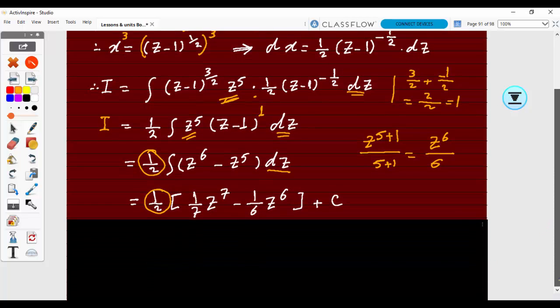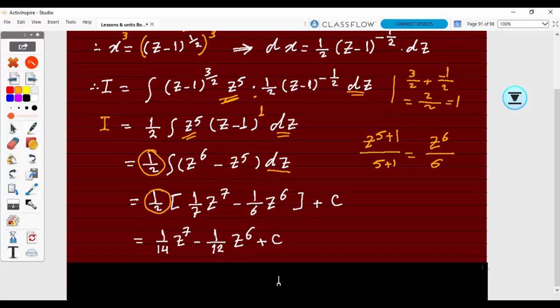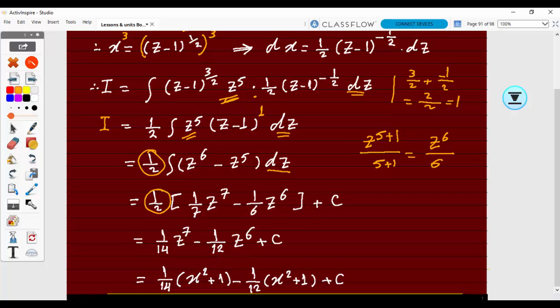The final result, last step, here it will be 1 over 14 (x squared plus 1) power 7 minus 1 over 12 (x squared plus 1) power 6 plus c. Again, how do we get it? 1 over 2 multiplied by 1 over 7 is 1 over 14 z power 7, minus 1 over 2 multiplied by 1 over 6, it will be negative 1 over 12 z power 6 plus c.